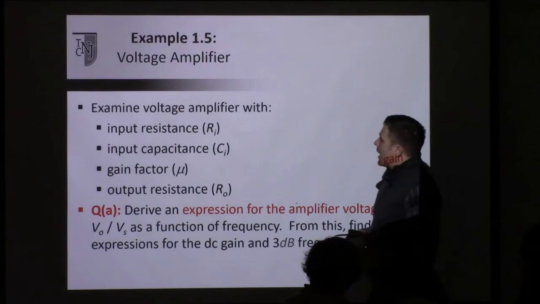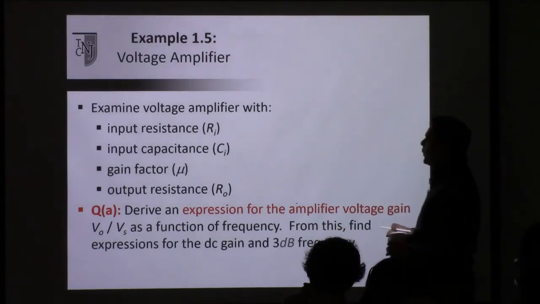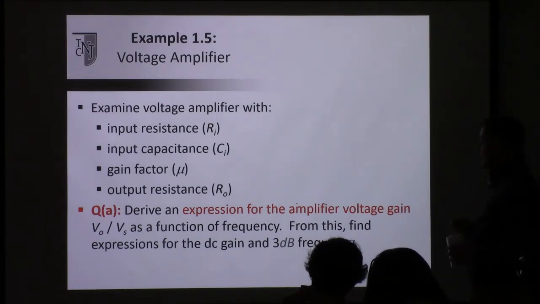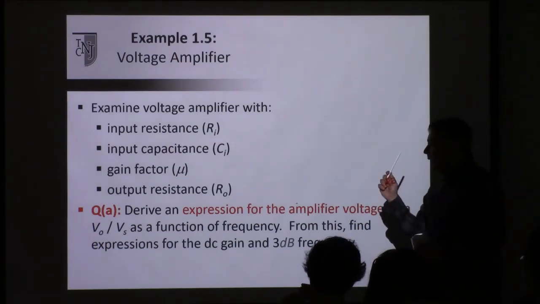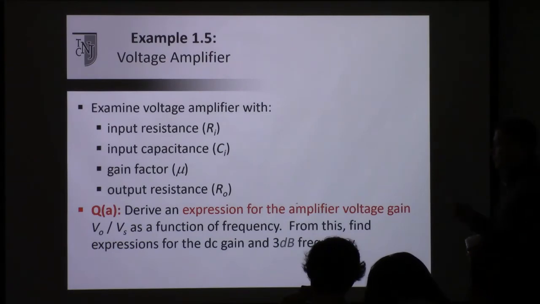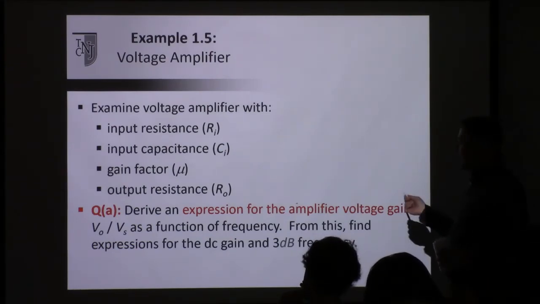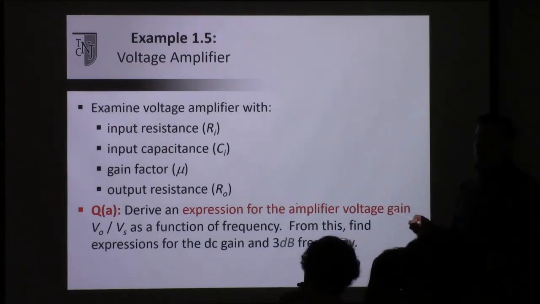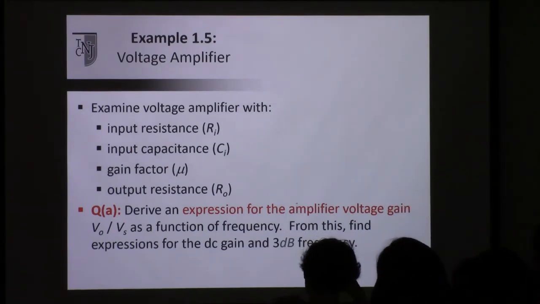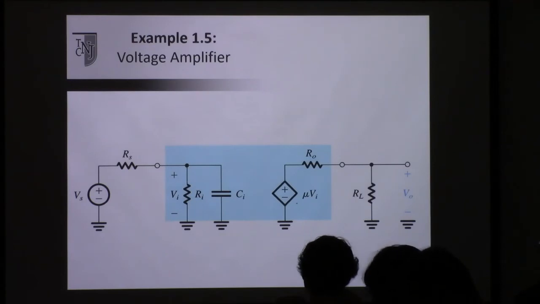Example 1.5, voltage amplifier. It says examine a voltage amplifier with an input resistance as well as an input capacitance, a gain factor of mu, and an output resistance of R naught or R out. Derive an expression for the amplifier voltage gain, VO divided by VS, as a function of frequency. From this, find the expressions for the DC gain and the 3 dB frequency. So this is good. This will be a good opportunity in order to dive more into this.